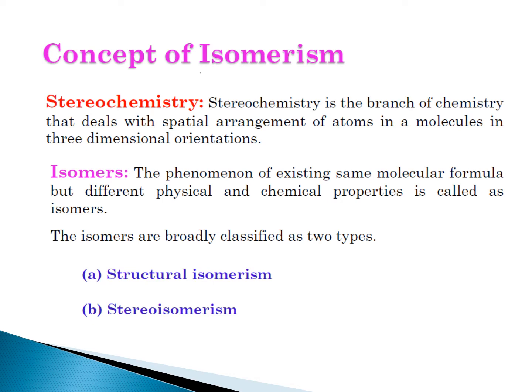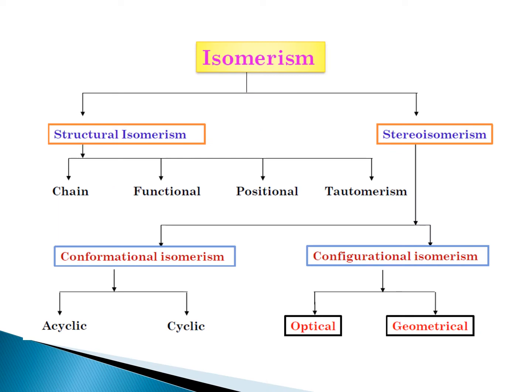So, what are isomers? The phenomenon of existing with the same molecular formula but different physical and chemical properties is called isomerism. Isomerism is broadly classified into two types: structural isomerism and stereoisomerism. Structural isomerism is again divided into a few types: chain isomerism, functional isomerism, position isomerism, and tautomerism. Stereoisomerism is divided into two parts: conformational isomerism and configurational isomerism.